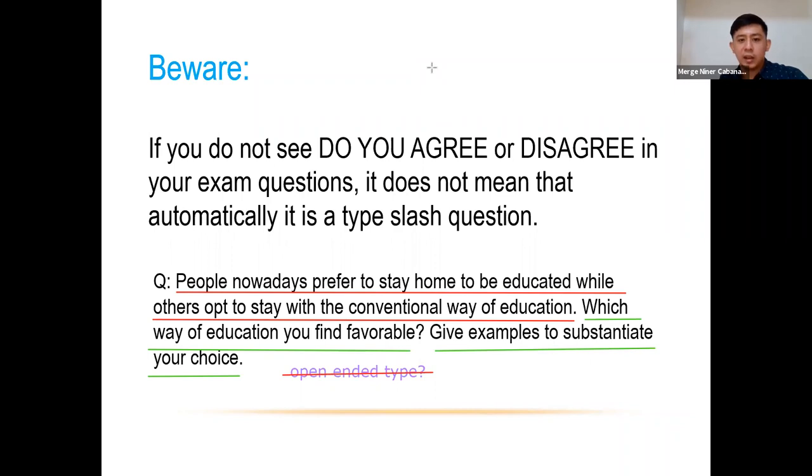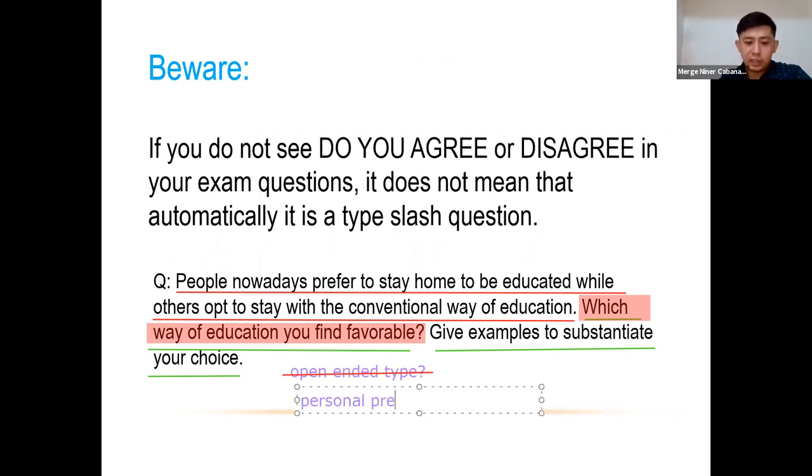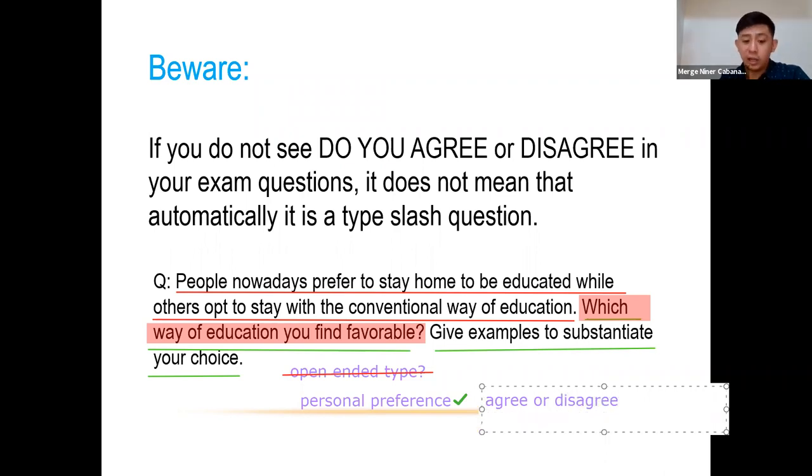It says here, which way of education you find favorable? And if we're going to return to our agree-disagree, if there's an instruction asking you about your personal preference, then it can only mean one thing: that this is an agree or disagree type of essay, and therefore requires the agree or disagree format. So it's important that you will not jump into conclusion right away.